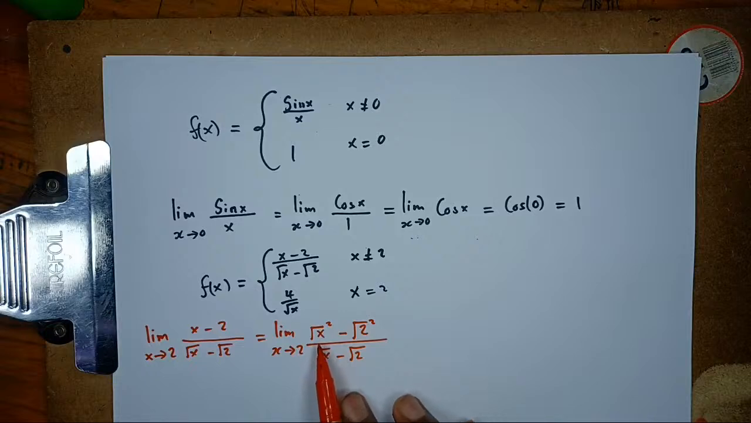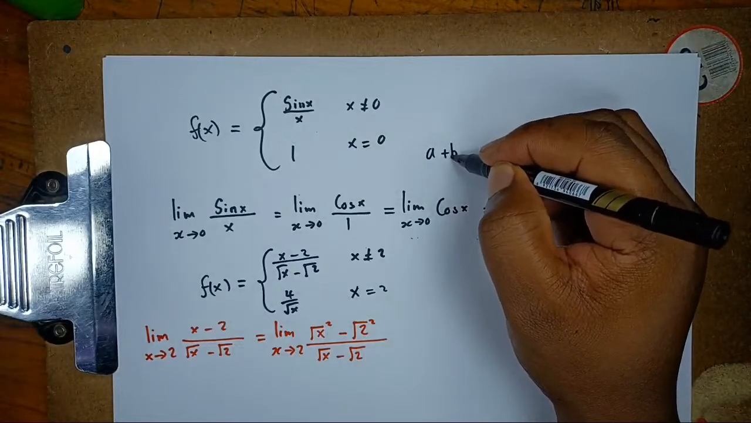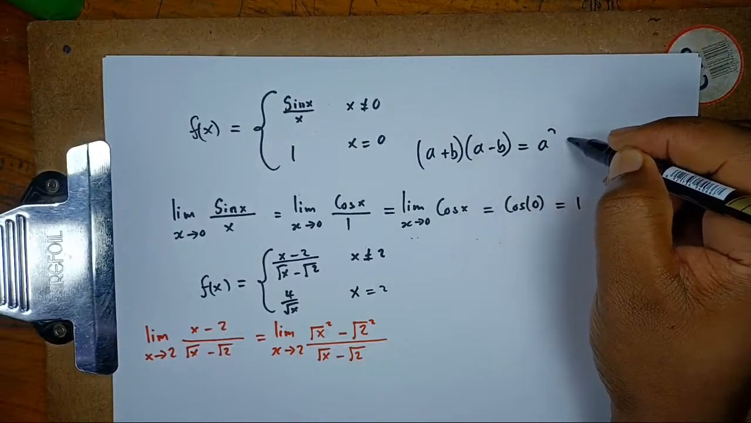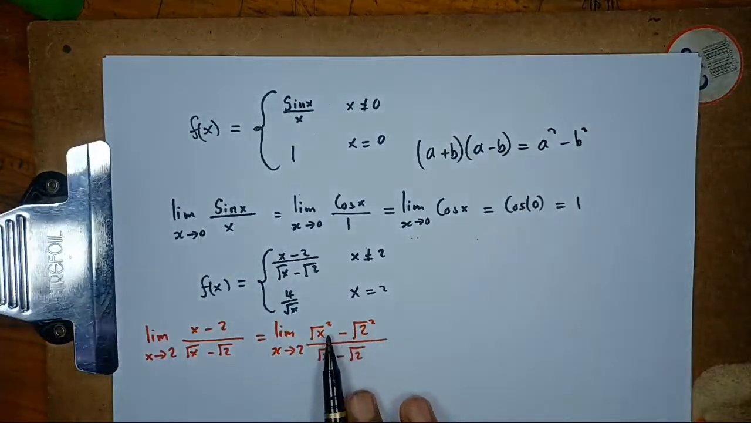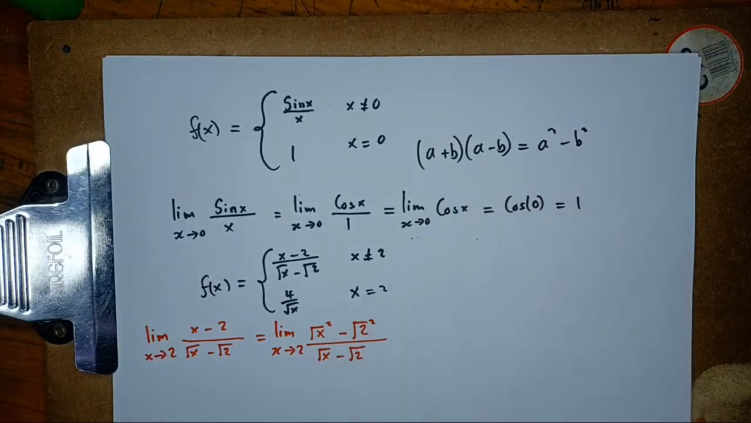Why are we doing this? Remember, x squared with a root: the root and the square will just cancel, we'll go back to x. Same thing with the 2. Now, according to the difference of two squares, we know that a plus b times a minus b is equal to a squared minus b squared. So these two are squares now. Since they are squares, we can apply the difference of two squares.